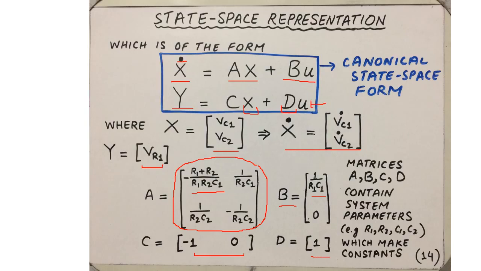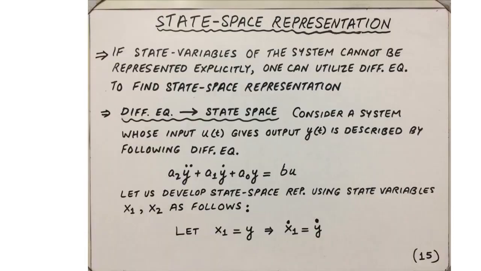Now note that the matrices A, B, C, and D are made up of system parameters. And these system parameters are constants, that is the values of resistances and capacitances. These matrices are defining the system. The other matrices contain the variables, which are time dependent.